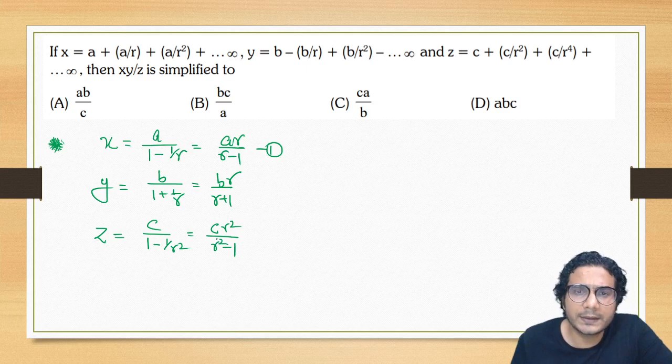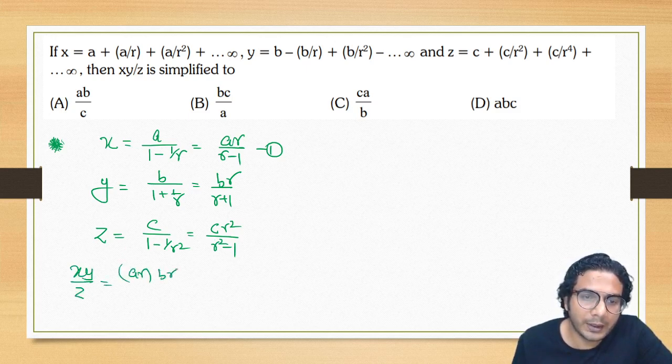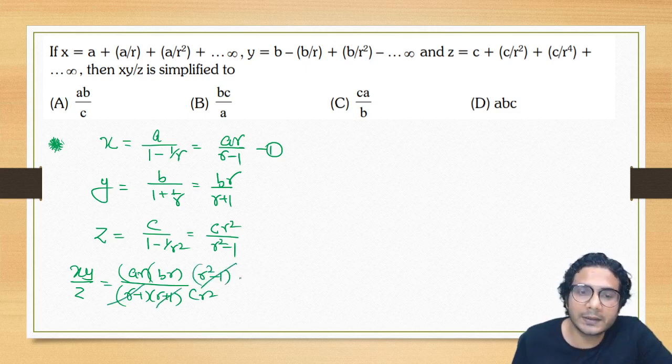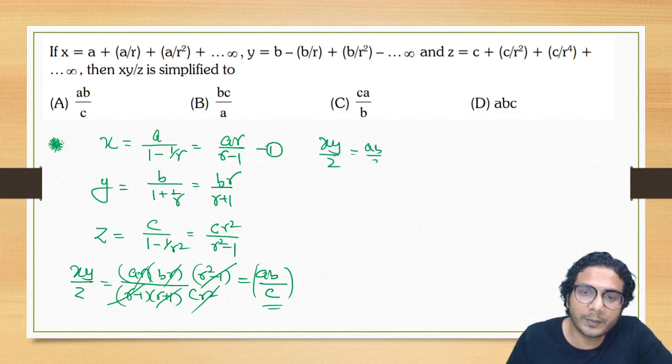Okay. Now you can see we need to find xy upon z. So let's multiply x, y and divide it by z. So xy upon z is nothing but ar into br divided by r minus 1 into r plus 1, and it is c r square divided by r square minus 1. All right. So r square minus 1 will get cancelled, and r square will also get cancelled, these two r's. So it is going to be ab upon c. So xy upon z is nothing but ab upon c.